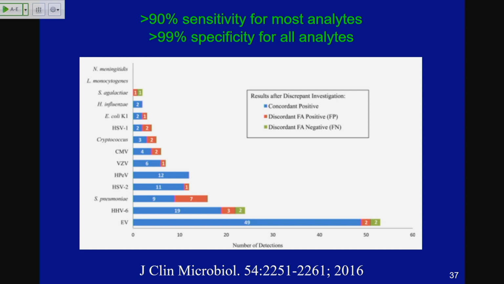That means that the syndromic panel jived pretty well with the reference method. The bars in red mean that the meningoencephalitis panel was, quote unquote, falsely positive. It didn't match the reference result and was considered falsely positive. And the green bars indicate that the meningoencephalitis panel missed something that the reference method got. So overall, the authors report 90% sensitivity for most analytes and 99% specificity when all analytes were combined.